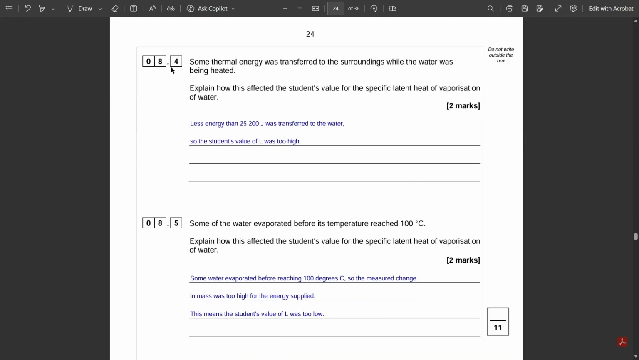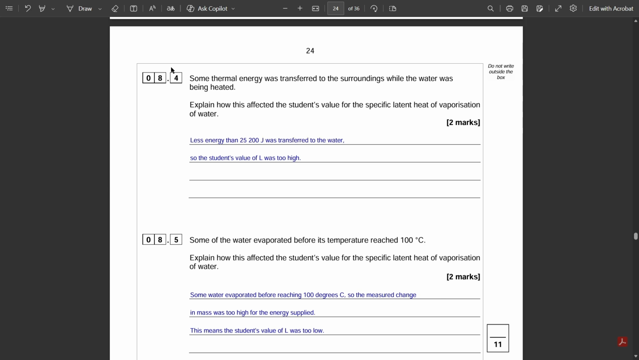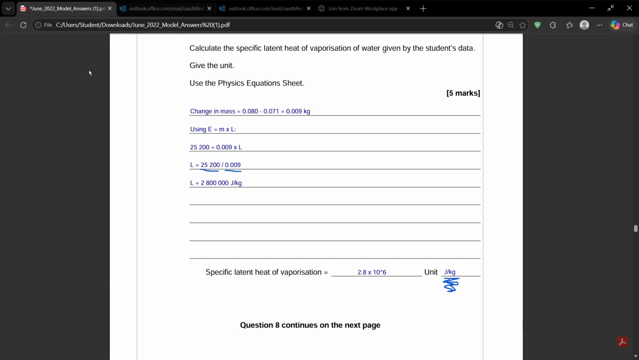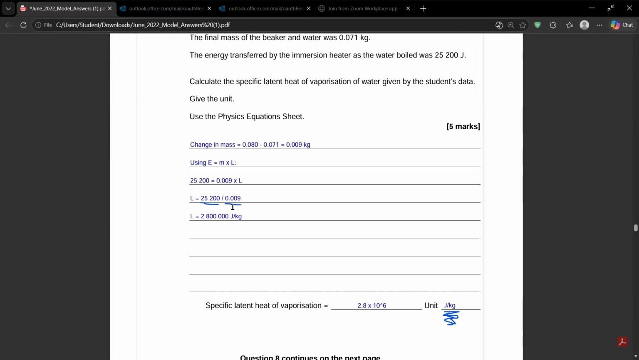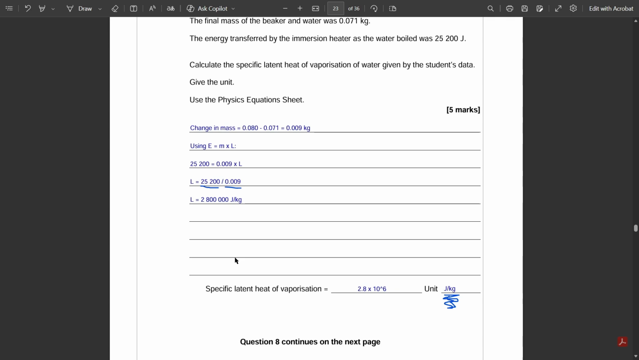And then some thermal energy was transferred to the surroundings while the water was being heated, and we're asked to explain how this affected the student's value for the specific latent heat of vaporization. Well, because some thermal energy was transferred to the surroundings, less energy than the 25,200 was actually transferred to the water. So the student's value of L was too high, because if you go back to this equation, if the mass stays the same, and the actual energy transferred to the water goes down, the latent heat of vaporization would also go down.